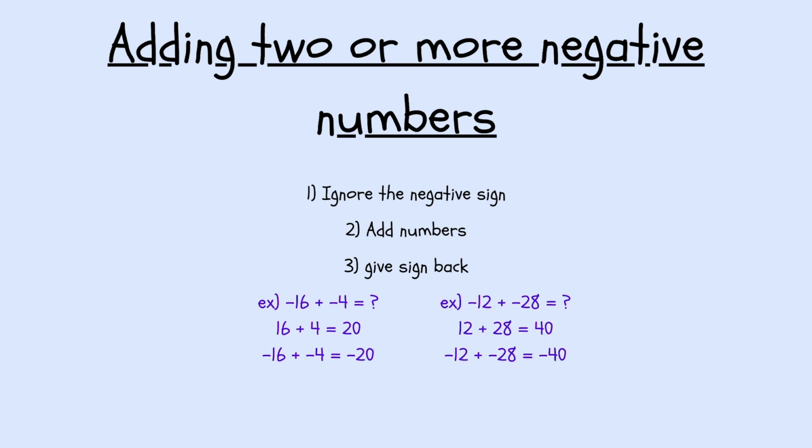Here's another example. Let's say we're adding negative 12 plus negative 28. You would ignore the negative signs, add the numbers, and give the sign back. So we have 12 plus 28 is equal to 40. We give the sign back and we get negative 12 plus negative 28 is equal to negative 40.